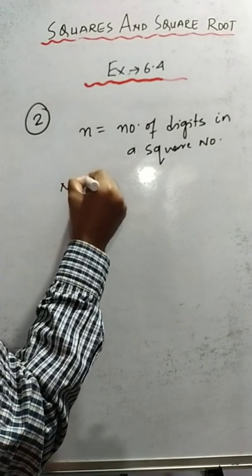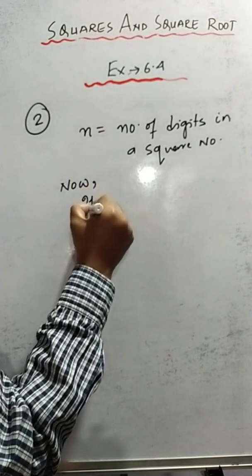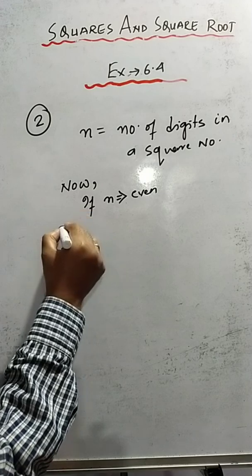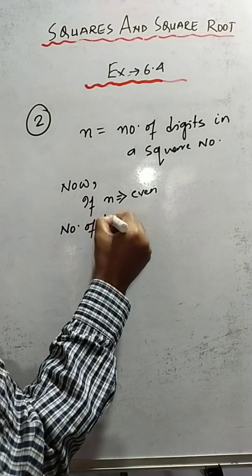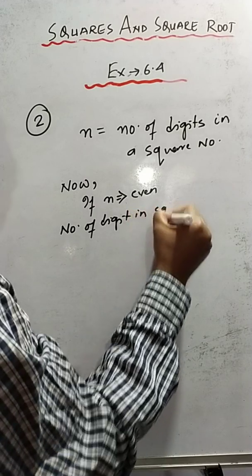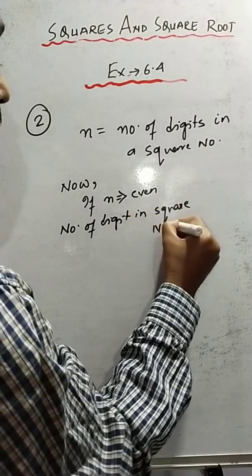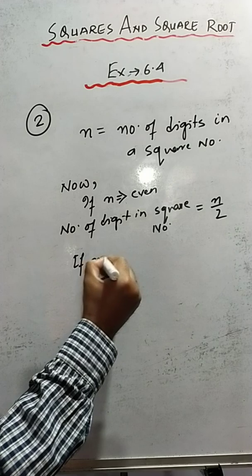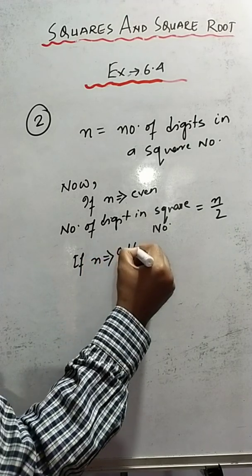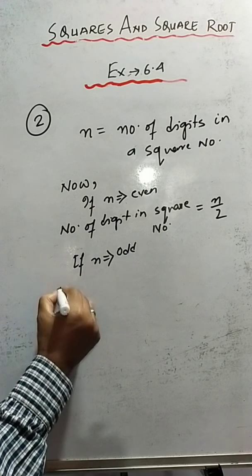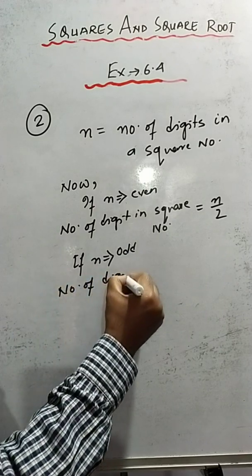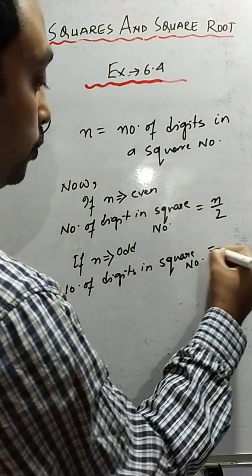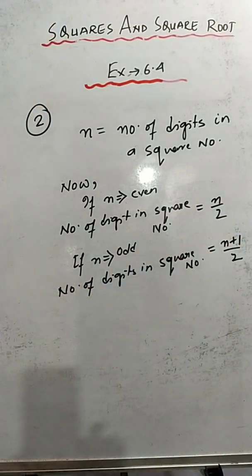After this, if n is even, that is, if the number of digits is even, then the number of digits in the square root is n by 2. And if n is odd, that means if the number of digits is odd, then the number of digits in the square root would be (n plus 1) by 2. So these are the two formulas that you have to use.